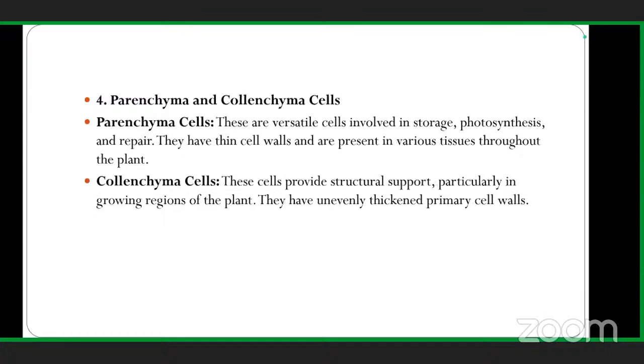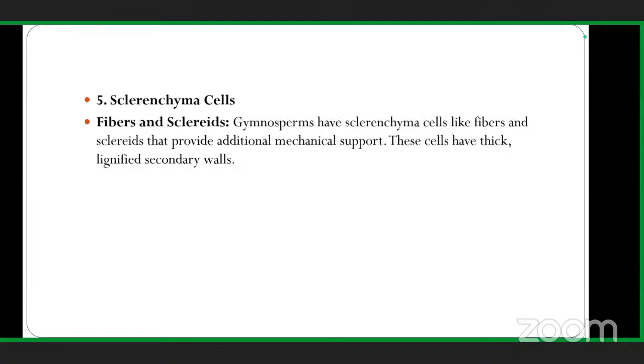Next is parenchyma and collenchyma. Parenchyma are thin-walled cells and they are versatile, involved in storage, photosynthesis, and repair. What is repair? Sometimes a plant gets injured and these parenchyma cells help it recover. Next are collenchyma cells. These cells provide structural support, particularly in growing regions of the plant. Suppose a leaf is growing, so these collenchyma cells will give structural support. They are composed of unevenly thickened primary cell walls.